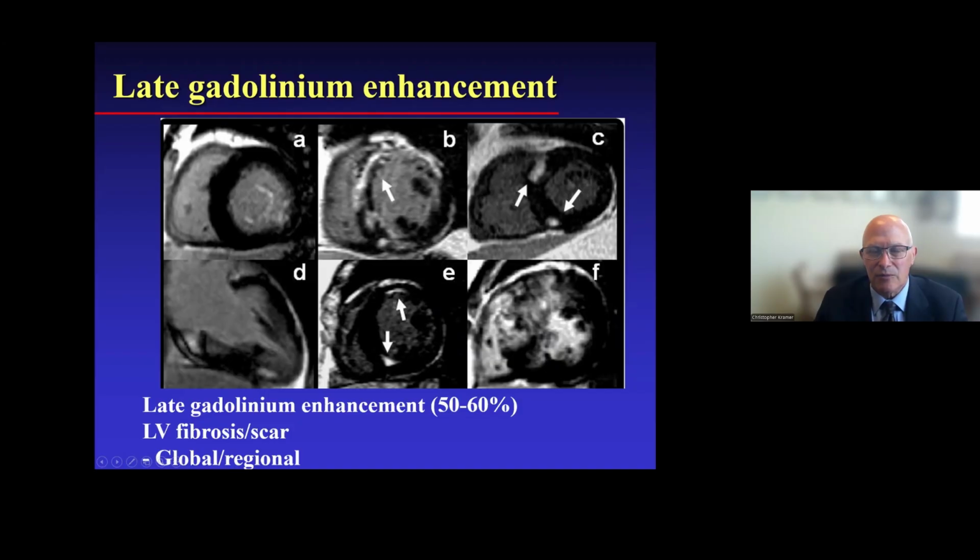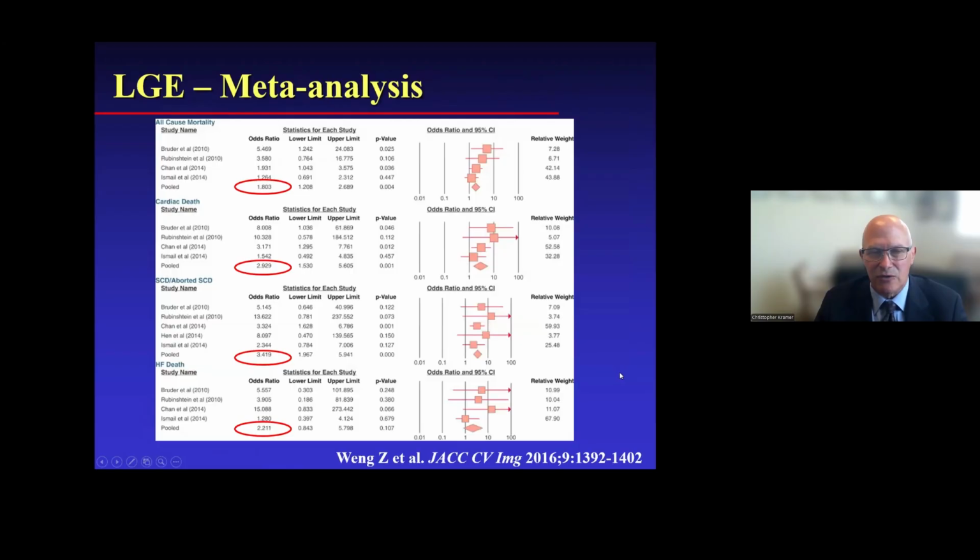So the presence of LGE can't be an indication for an ICD because the risk of sudden cardiac death is now, in 2026, 0.4% per year. So you certainly can't put an ICD in half the patients because you'd be putting in way too many ICDs.